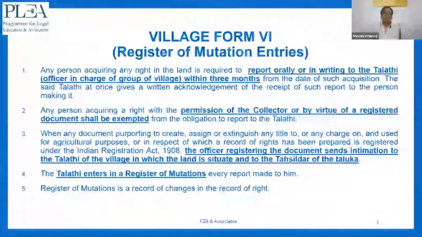For the purposes of due diligence, there are certain forms that should be looked into. That is Village Form 6, that is Register of Mutation Entry. Village Form 6A, that is Register of Disputed Cases. Village Form 6A, Register of Heirship, and of course the 712 extract, that is the record of right and registration of the crop.